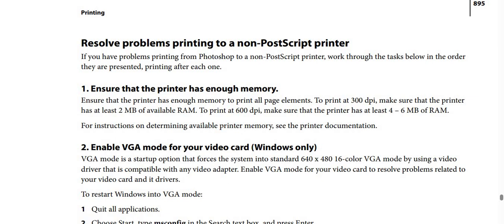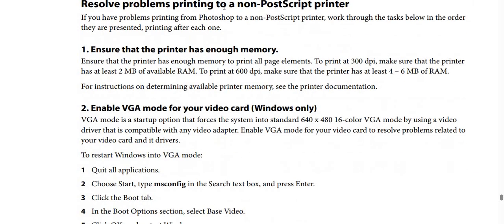Number 1, ensure that the printer has enough memory to print all page elements. To print at 300 dpi, make sure that the printer has at least 2 MB of available RAM, and to print at 600 dpi, make sure that the printer has at least 4 to 6 MB of RAM. For instructions on determining available printer memory, see the printer documentation.